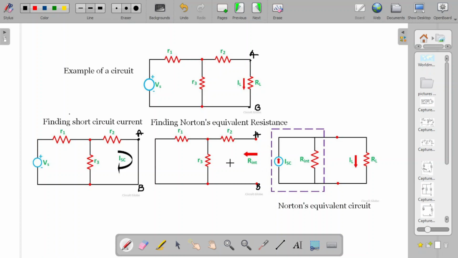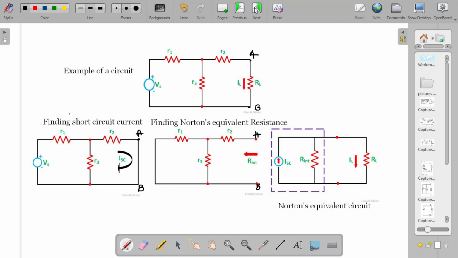Now we have found both the short circuit current and the Norton's equivalent resistance. Now the whole network can be replaced by this ISC in parallel with this resistance RINT, as shown in the figure. So with the whole circuit replaced by this equivalent circuit, you can easily find out the current flowing through the load IL. This is the actual interpretation, where we were explaining in more detail about Norton's theorem.